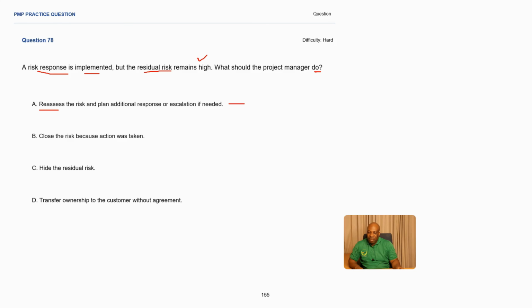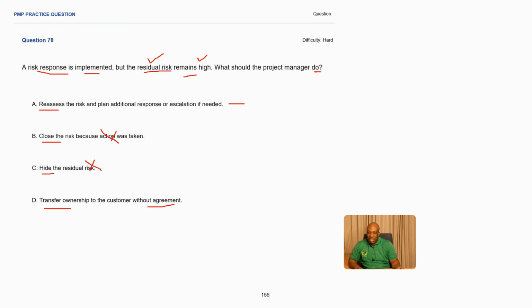Close the risk because action was taken. You don't close the risk. You're being told there's still a residual risk, which is very high. So this cannot be the answer. Hide the residual risk. You don't hide anything in a project environment. You need to be transparent and honest. Then D, transfer ownership to the customer without agreement. You don't transfer without agreement. Engage. Always work with the customers.